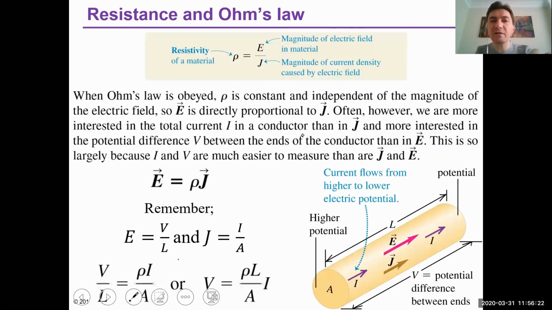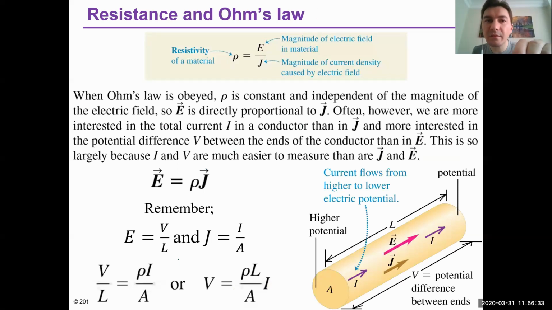So now we have a relationship between voltage, current, and resistance. So look at that one. Resistivity is electric field over J. Now we have the relation, this one.